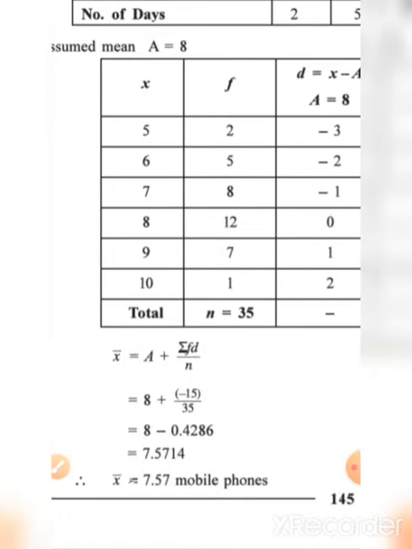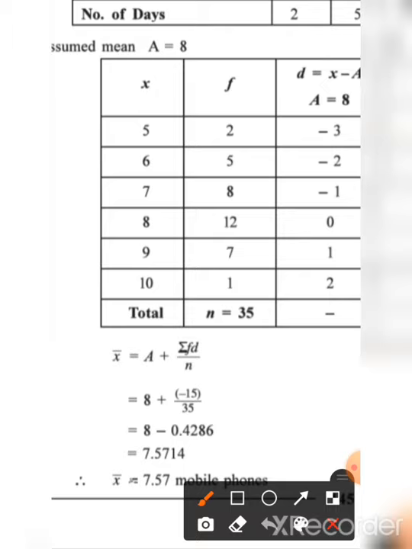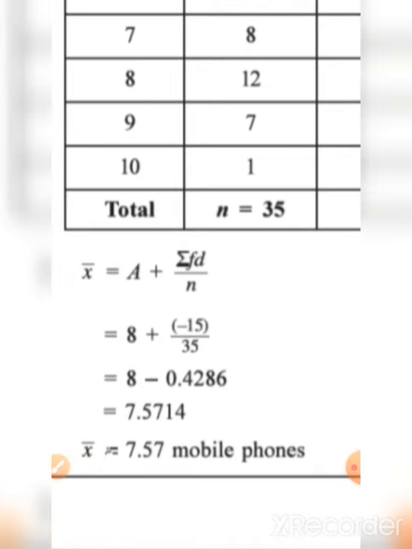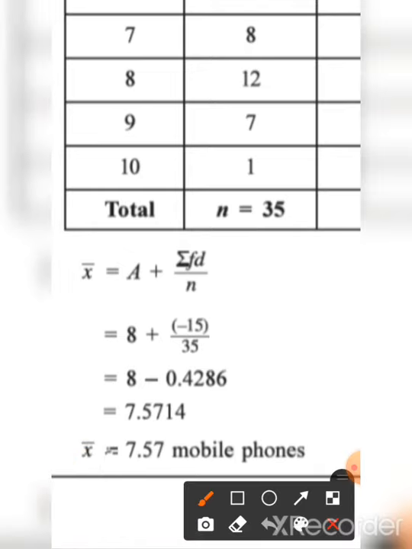Firstly, over here we will find out our mean first of all. While we talk about mean, as we had discussed, it is A plus sigma FiDi upon n. Your assumed mean was 8. So 8 plus sigma FiDi, we have seen it was minus 15, divided by your n, which is actually 35. As I always tell you, you solve the right hand side first. It is coming minus 0.4286. Just do the deduction. You will get your mean.